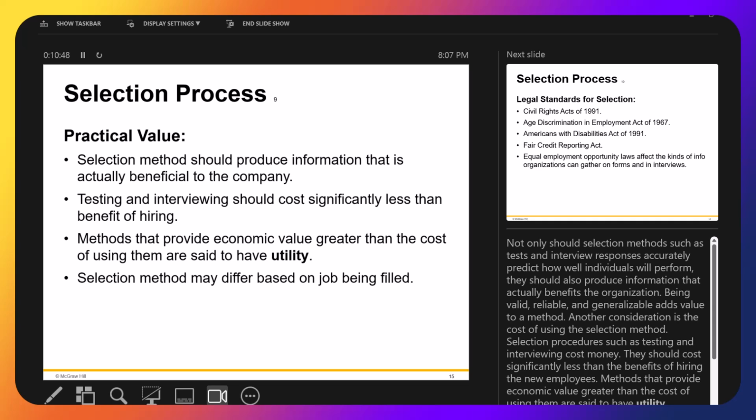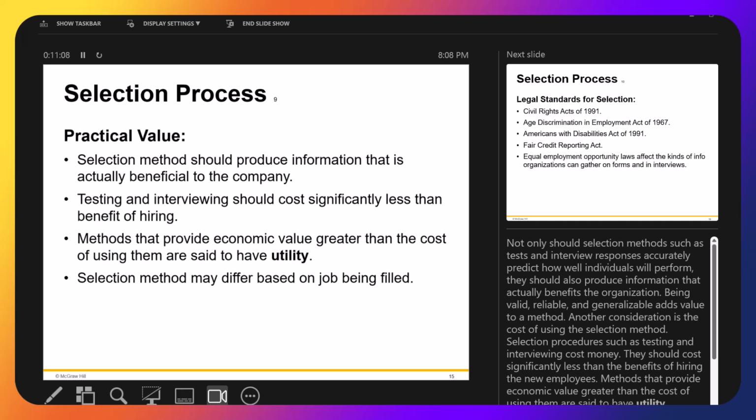Practical value. Selection method should produce information that is actually beneficial to the company. Testing and interviewing should cost significantly less than the benefit of hiring. Methods that provide economic value greater than the cost of using them are said to have utility.